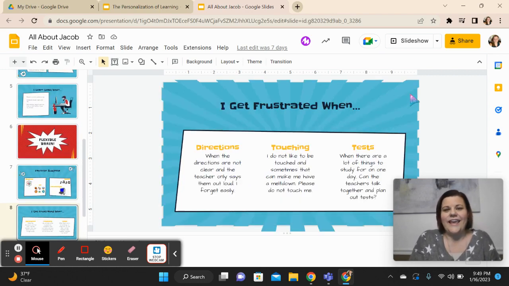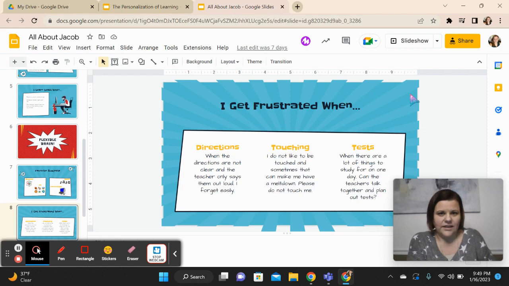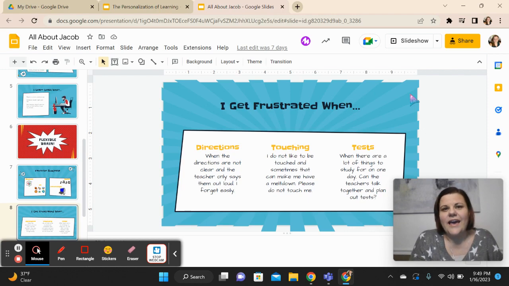He gets frustrated, and I like to know when my students get frustrated. And so Jacob was very clear. He needed a little bit of guidance to know and understand exactly what this meant, because a lot of things make Jacob frustrated, and that's okay. But specifically in the classroom, he feels that when the directions are not clear, and when the teacher only says them out loud, when they're not written on the board or written somewhere for him to read and to look back on, that can make him very frustrated.